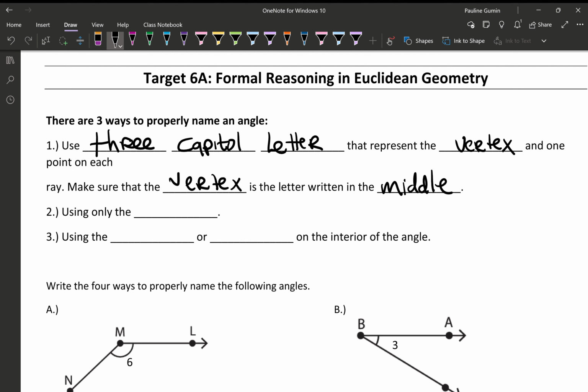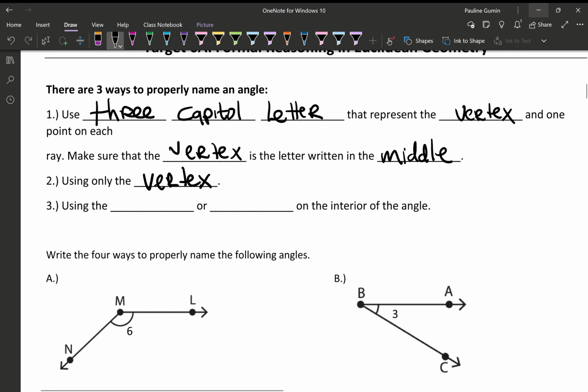The second way to properly name an angle is by only using the vertex, the middle letter. Or number three, using the letter or number on the interior of the angle.